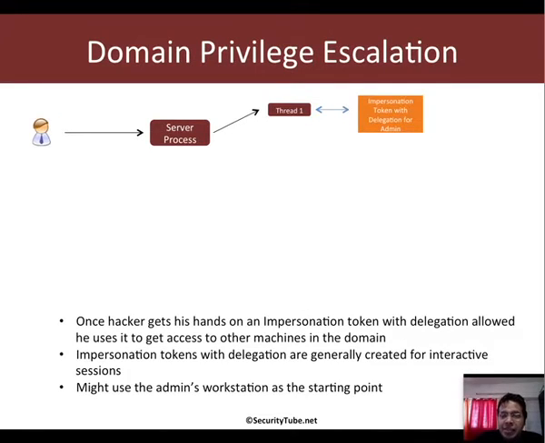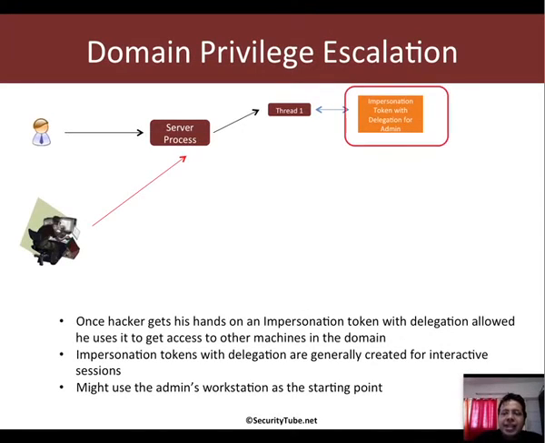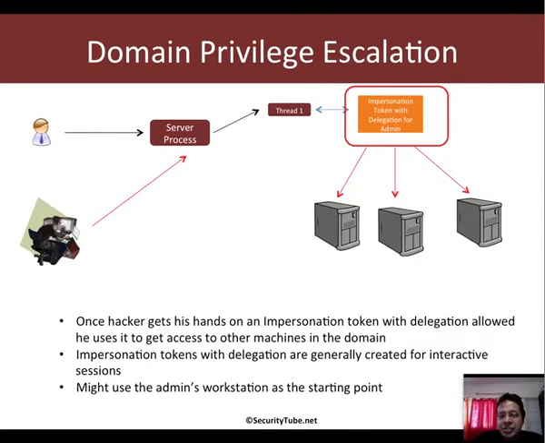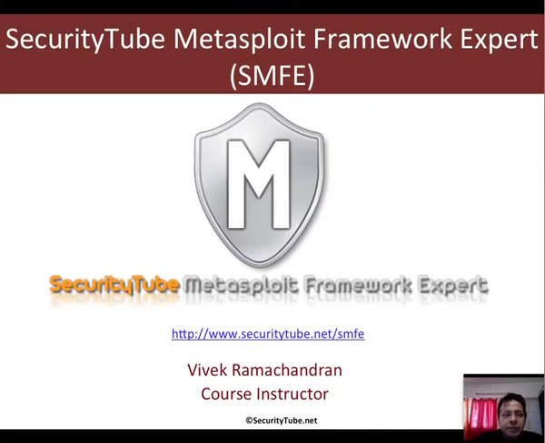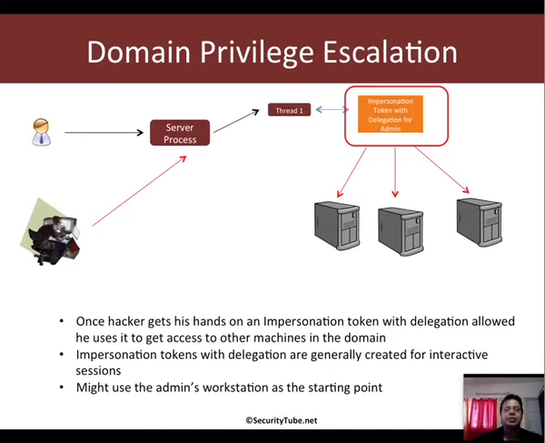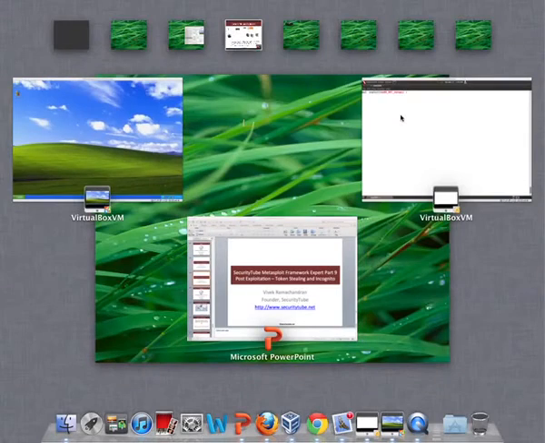In the case of domain privilege escalation, after the hacker steals the impersonation token with delegation capability, he uses that to basically do operations on other machines which are part of the same domain on which the admin has power to do different operations, right? Okay, so let's look at how using Incognito you can do things like token stealing in a Windows-based system.